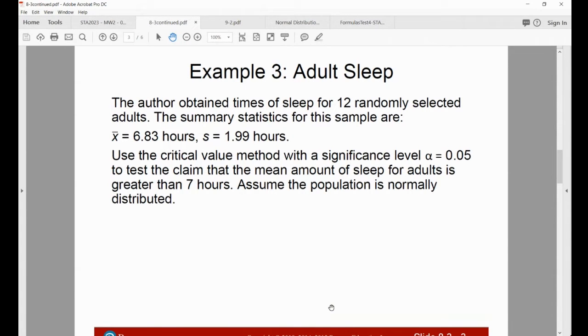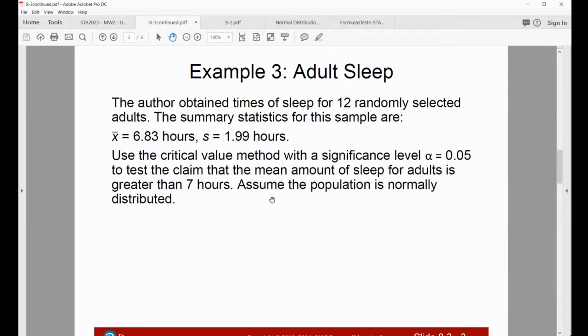We have that the author obtained times of sleep of 12 randomly selected adults. The summary statistics for this sample are the sample mean 6.83 hours, the sample standard deviation 1.99 hours. Use the critical value method with a significance level alpha equals 0.05 to test the claim that the mean amount of sleep for adults is greater than 7 hours.